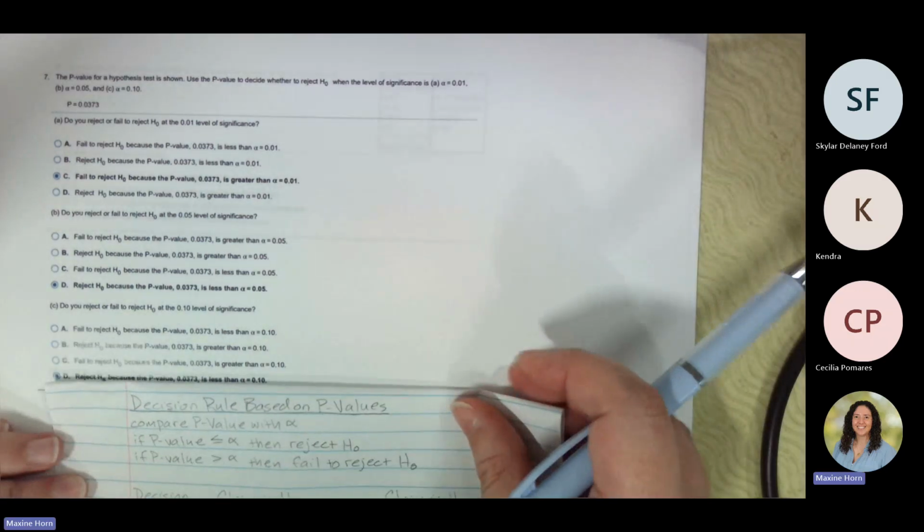Number 7. The p-value for a hypothesis test is shown. Use the p-value to decide whether to reject the null hypothesis when the level of significance is, and then they give us 3 different options here, because you might want to test something at different levels of significance. These questions get pretty lengthy. Remember our decision rule based on p-values. You've got to remember that.